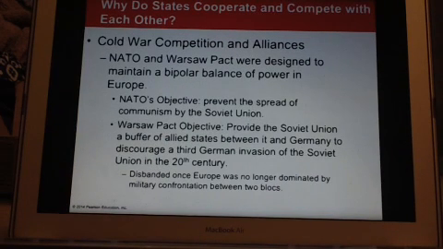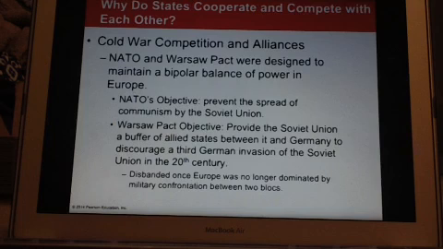So, NATO and the Warsaw Pact were designed to maintain a bipolar balance of power in Europe. And NATO's objective was to prevent the spread of communism by the Soviet Union. So, what was happening was that the Soviet Union had maintained the areas that they were in during World War II, and they were trying to kind of create a buffer zone out of the Eastern Bloc countries. And so they were refusing to remove influence from those countries. And NATO was trying to essentially contain communism in those regions.